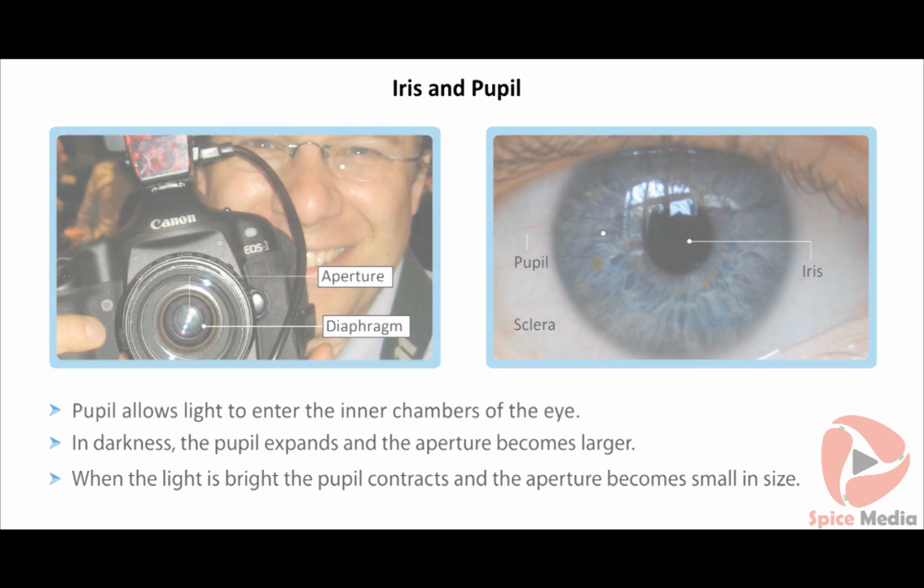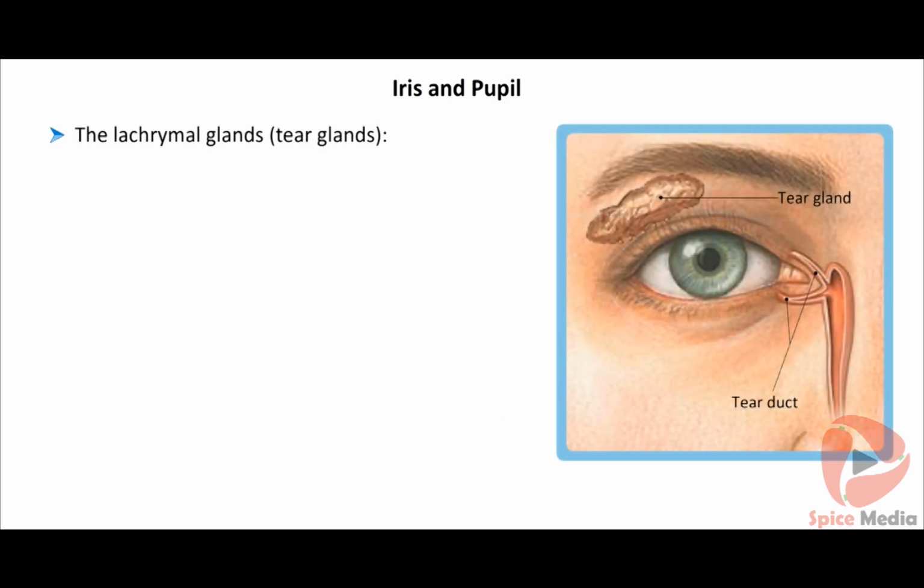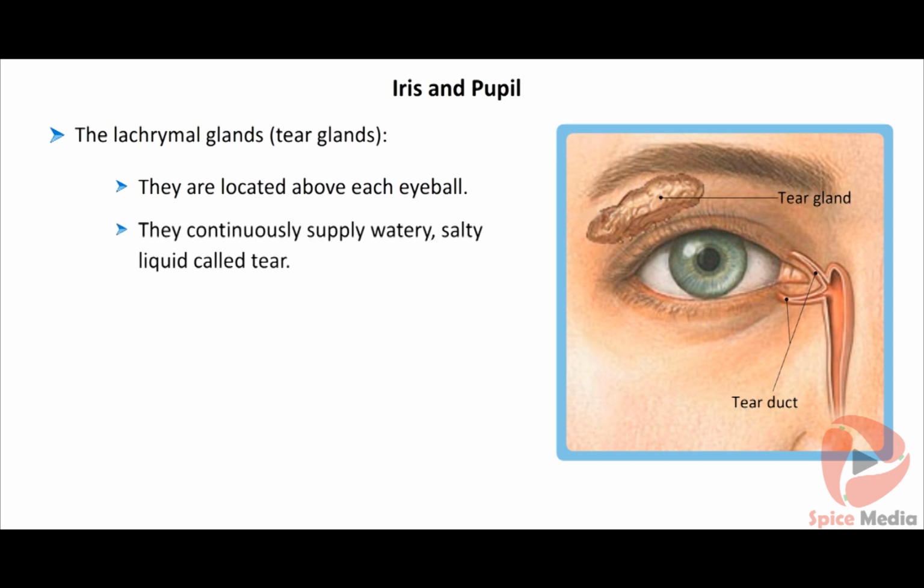through the pupil. The lacrimal glands, tear glands, are located above each eyeball. They continuously supply watery, salty liquid called tear, which is wiped across the surface of the eye each time we blink. Excess tears drain through the tear ducts into the nose.